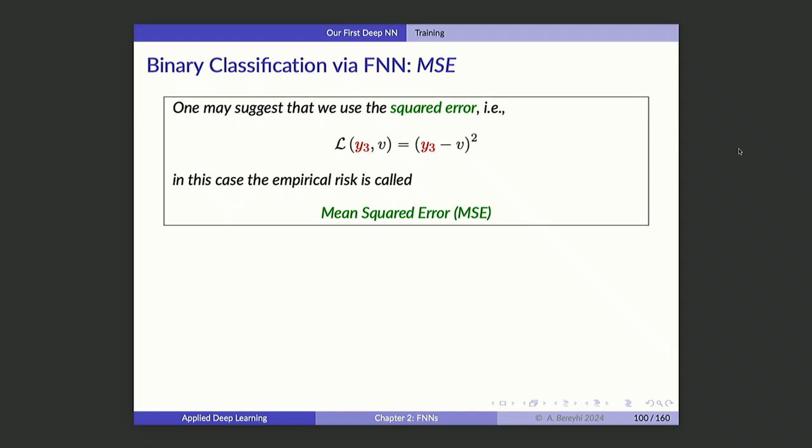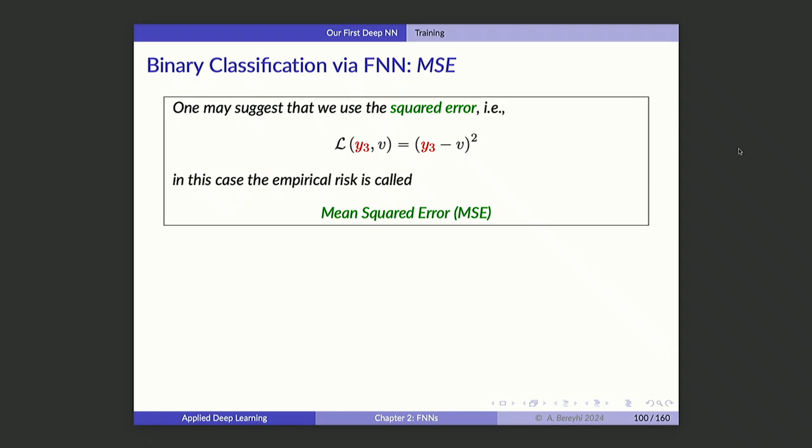You see the output is 0.6. Then the true one should be 1. So I'm going to just compute the difference and square it. It's a loss, and it's going to get minimized when this is exactly 1, which is what I want. So this is going to be one choice.